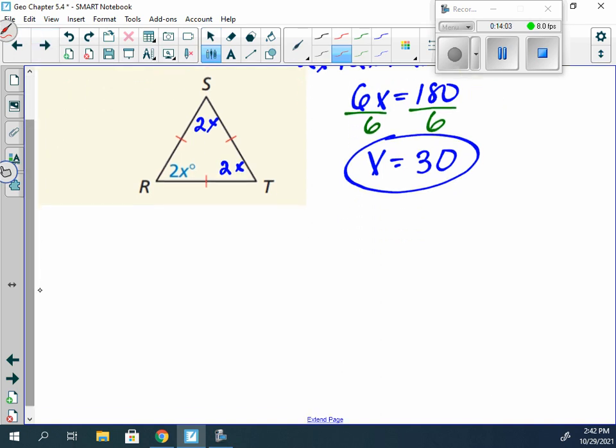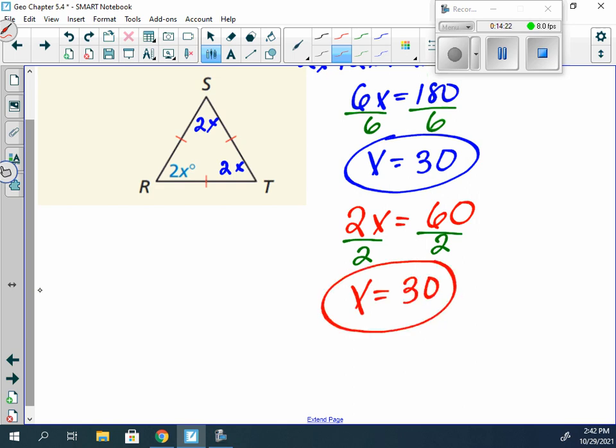Now, what did we say each one of the angles in an equiangular triangle will be? 60. So we're also saying that 2x is equal to 60. Divide both sides by 2, we get x is equal to 30. Either way it works. Because we knew that each angle in an equiangular triangle would be 60, we could have just set 2x equal to 60 and solved and got the same thing. It'll be dealing with these here, yes.